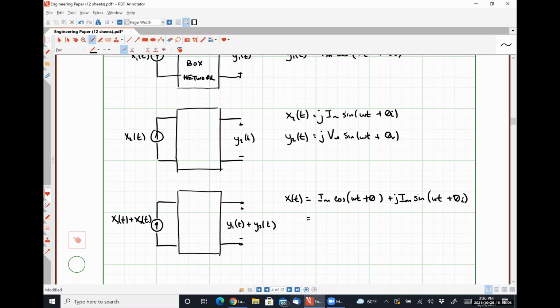Using Euler's identity, that trig identity number 9, this is the exact same thing as Im e to the j(omega t plus theta I). And I should get back a total response y of t of the form Vm cosine(omega t plus theta v) plus j Vm sine(omega t plus theta v). I'm going to leave it in that sense, okay? So if I excite my system with an exponential input, my response will be an exponential output.